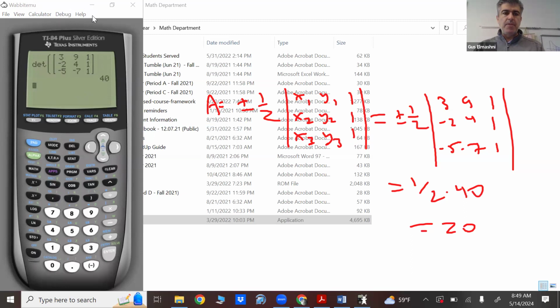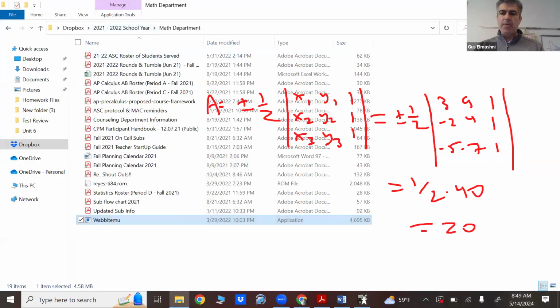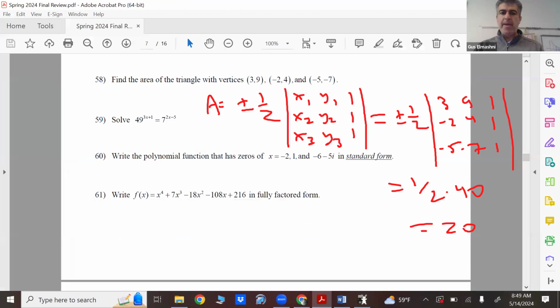To do that by hand is not cool. I'm not gonna make you guys do a 3 by 3 by hand. That would be crazy. And if you think about it, if you were to do a quick sketch, 3, 9 is probably somewhere over here. -2, 4 is probably somewhere over here. -5, -7 would be somewhere over here. It's kind of a crazy looking triangle, kind of thin.